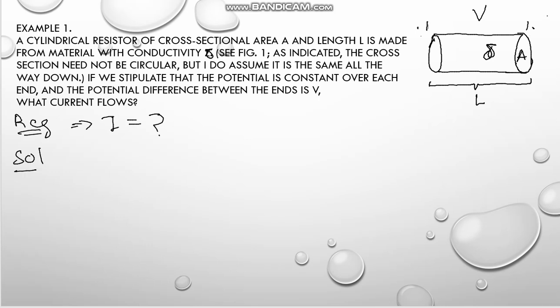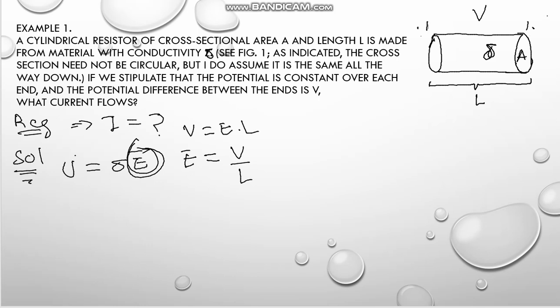So the solution to this problem can be found in Ohm's law, which says that J is equal to sigma E. Now as we know, E is constant throughout the conductor, so we can use the relation that E is equal to V divided by L, which we calculate from V is equal to E dot L. We divide by L on both sides, so we find E. This is equation 1.